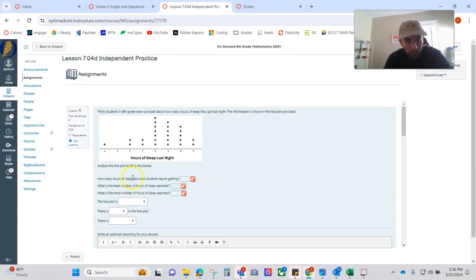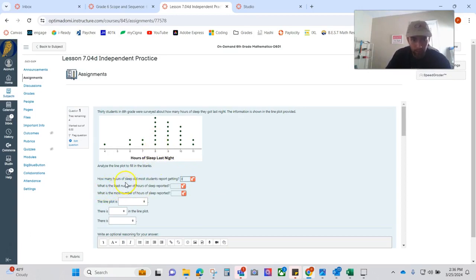How many hours of sleep did most students report getting? So if one dot is one student, how many hours has the most students? Which number has the tallest tower? Yeah, it's number 8. Most students got 8 hours of sleep.